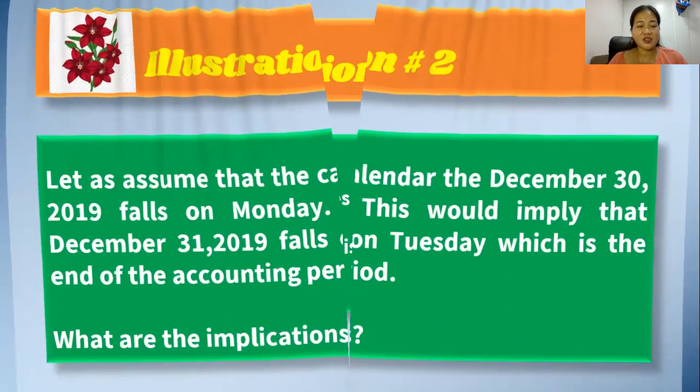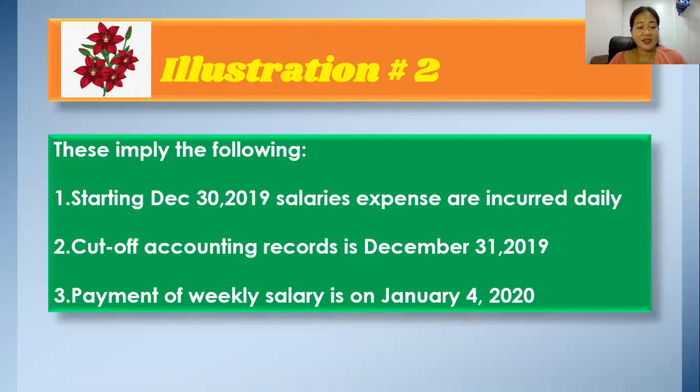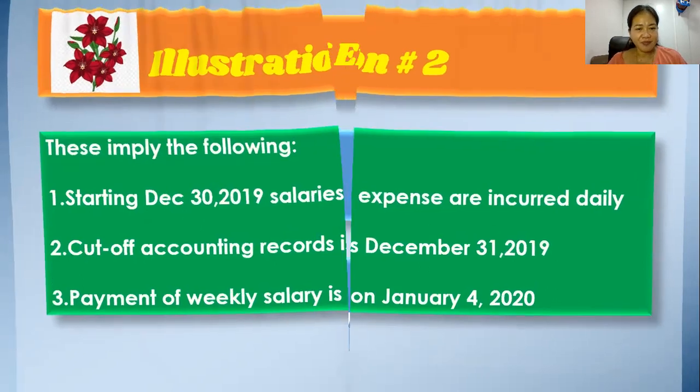What are the implications? First, starting December 30, 2019, salaries expense is incurred daily, and that's the hiring date. Then the cut-off of accounting records is December 31, 2019. So if you count from December 30 to 31, that would be 2 days. Payment of weekly salary is January 4, 2020, which would be the next accounting period.